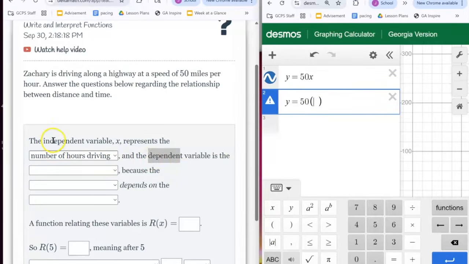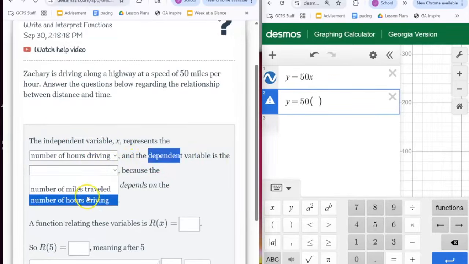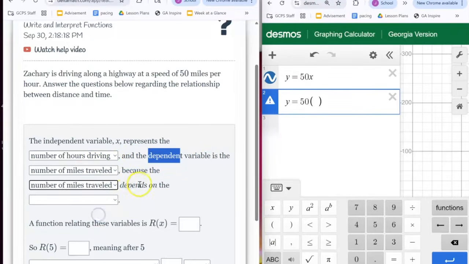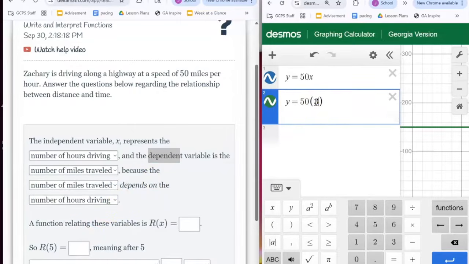So x is always the independent and y is always the dependent. The dependent variable is not hours, because the y is miles, because the miles depend on the hours. In other words, if I drive for 3 hours, I've driven 150 miles. If I drive for 5 hours, I've driven 250 miles. If I drive for 10 hours, I've driven 500. This number depends on how much time I've been driving for.